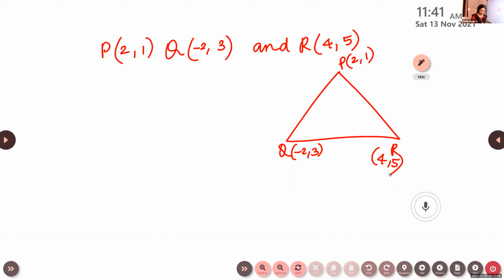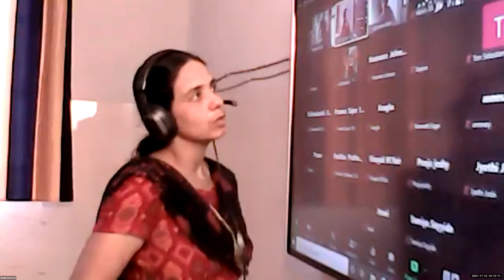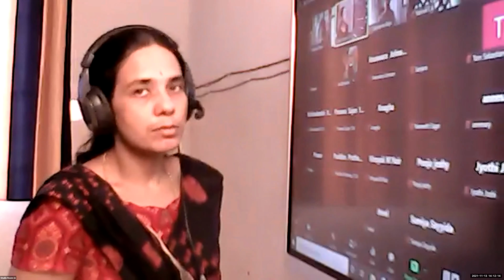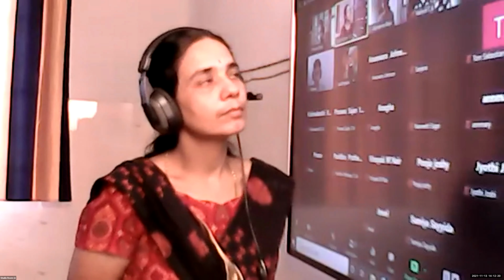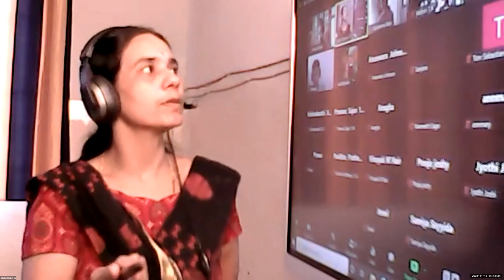How to do this? What is given here? We are given with the vertices of the triangle, and we are asked to find the equation of the median. What is meant by median? Median means line connecting one vertex to the midpoint of the opposite side. Correct. Line joining one vertex to the midpoint of the opposite side.